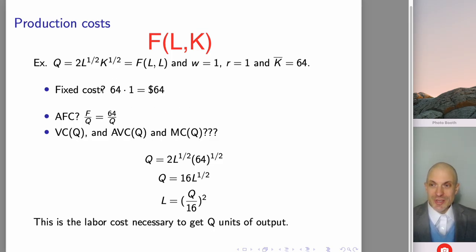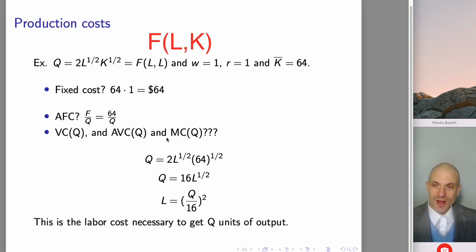Well, we can get the fixed cost immediately, right? We're fixing capital at 64. That's what this K upper bar means. We're holding capital constant at 64. The rental rate of capital, the price of capital, was 1, which means 64 times 1 is the price of using those 64 units of capital. The total cost of using capital, the fixed cost, is going to be $64. Great. If we divide that by Q, that gives us our average fixed cost. Just like any other average fixed cost, this is going to approach 0 as quantity gets really big.